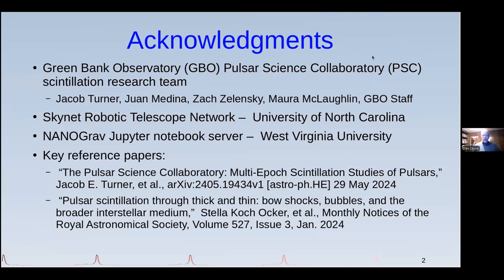the Pulsar Science Collaboratory at Green Bank, who operate this 20-meter. And within the Pulsar Science Collaboratory, the scintillation research team, which is led by Jacob Turner and Juan Medina. And so I'm part of that team.